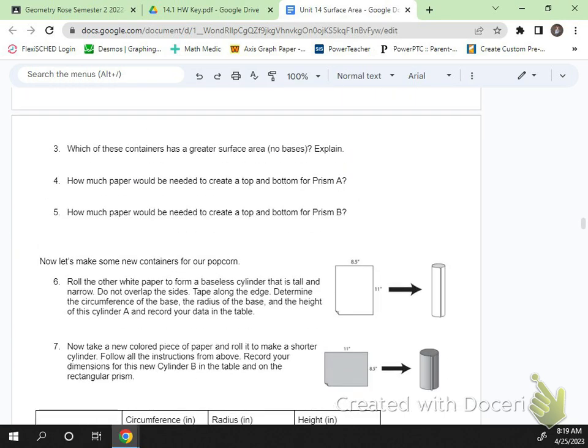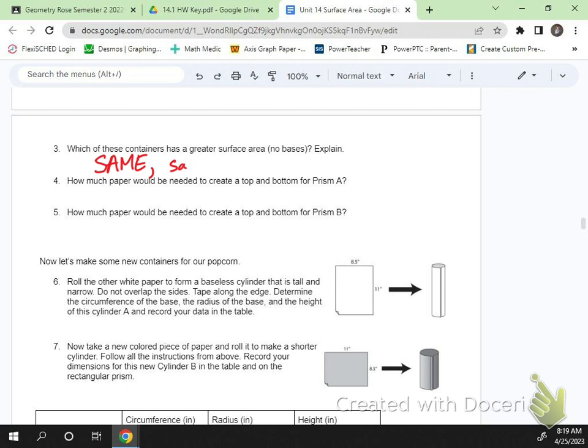Which of these containers has a greater surface area? What do you think? Well, I wanted to say they were the same. You're right. They are the same. Why are they the same surface area? We took the same size paper and just folded it two different ways. They're the same.